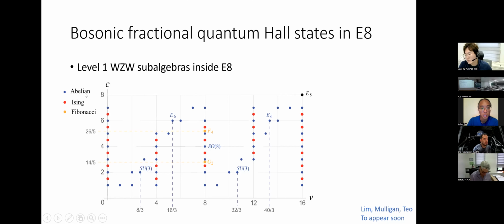In this table, there are 3 types of topological order. The blue dots are all abelian topological orders. The red dots carry some Ising-like topological order, meaning that they carry some Ising anyon excitations. And the orange ones, the G2 and F4, actually support Fibonacci excitations, which are universal, powerful enough to construct universal topological quantum computers.